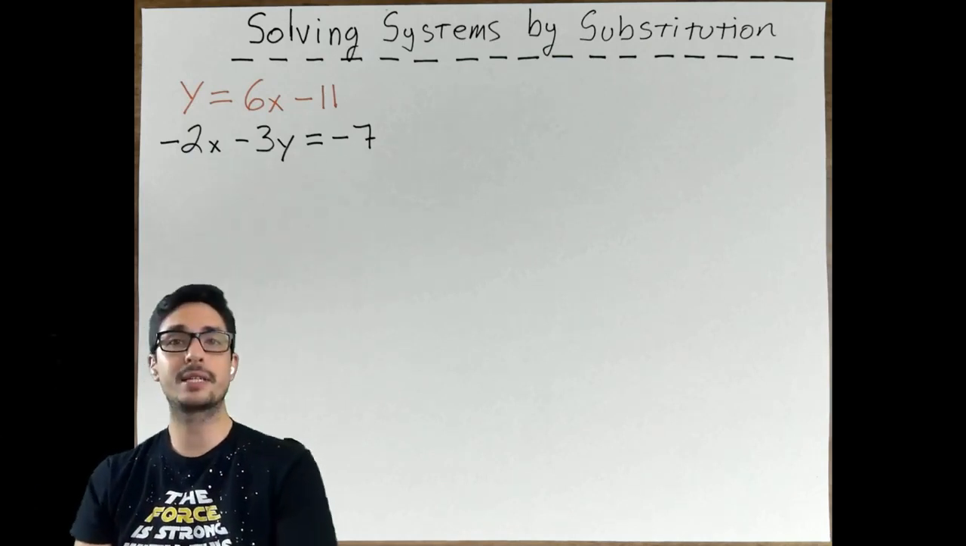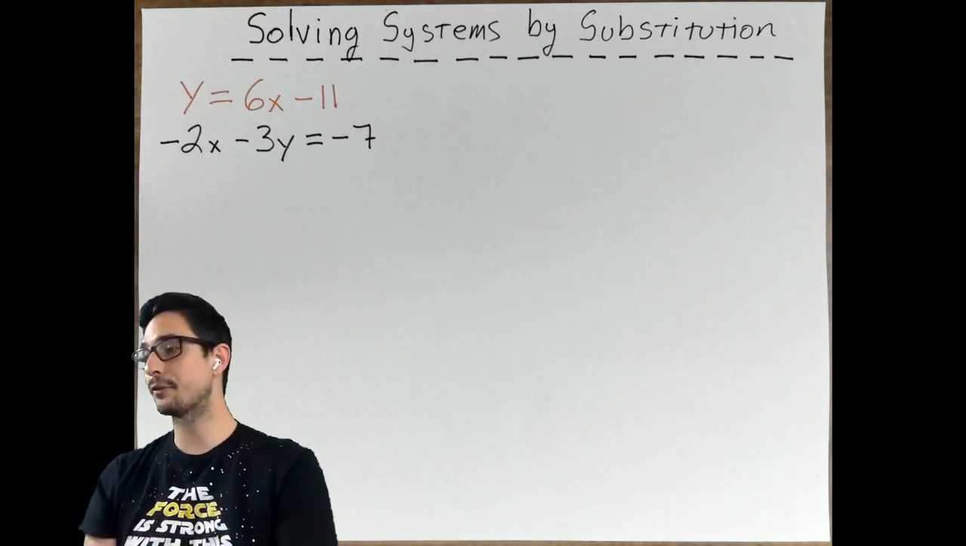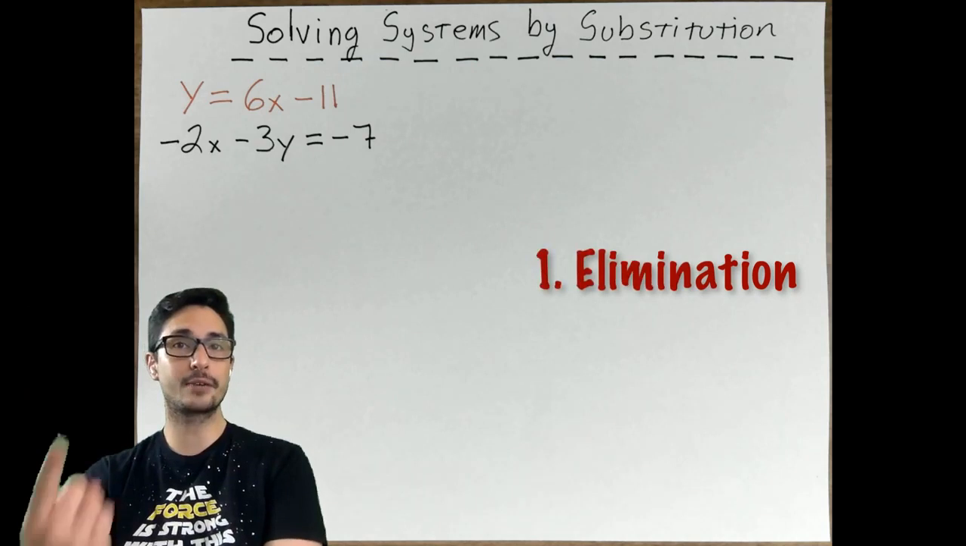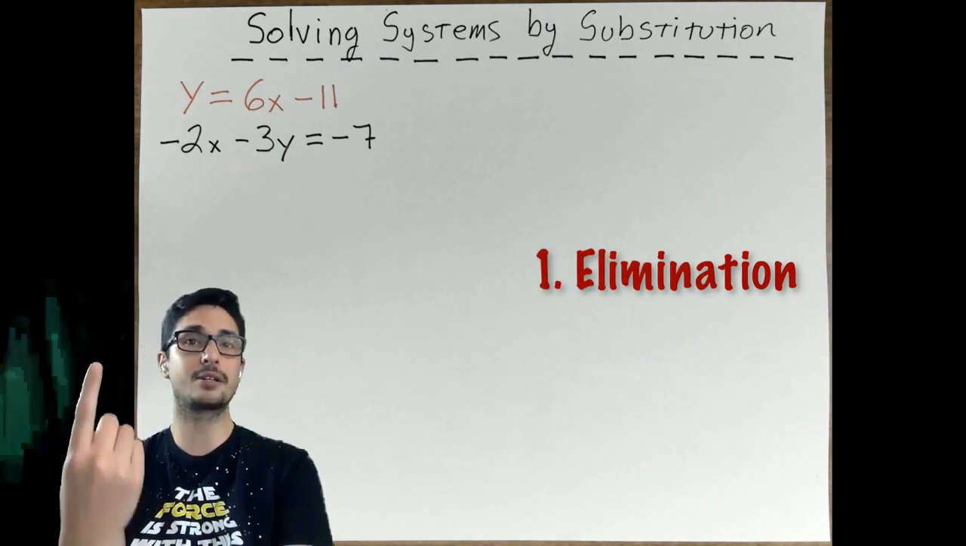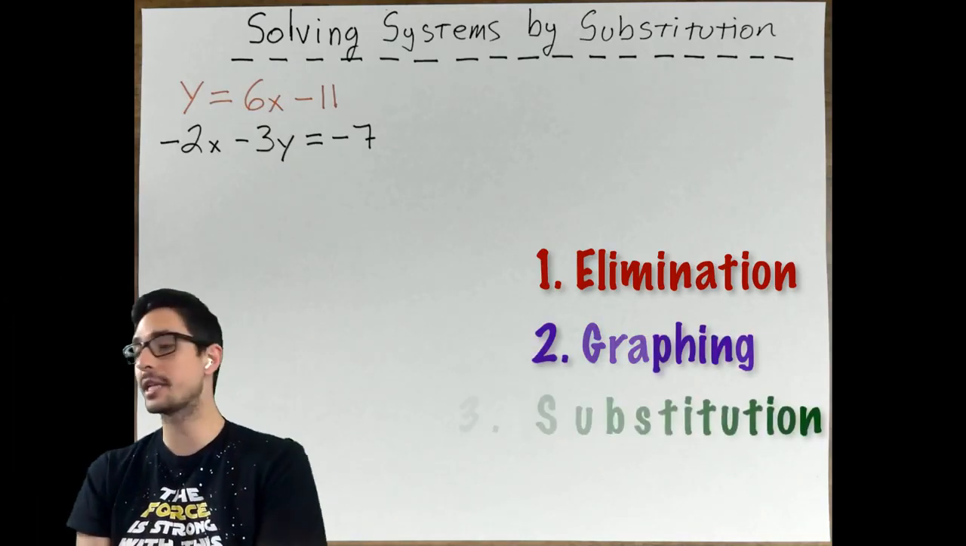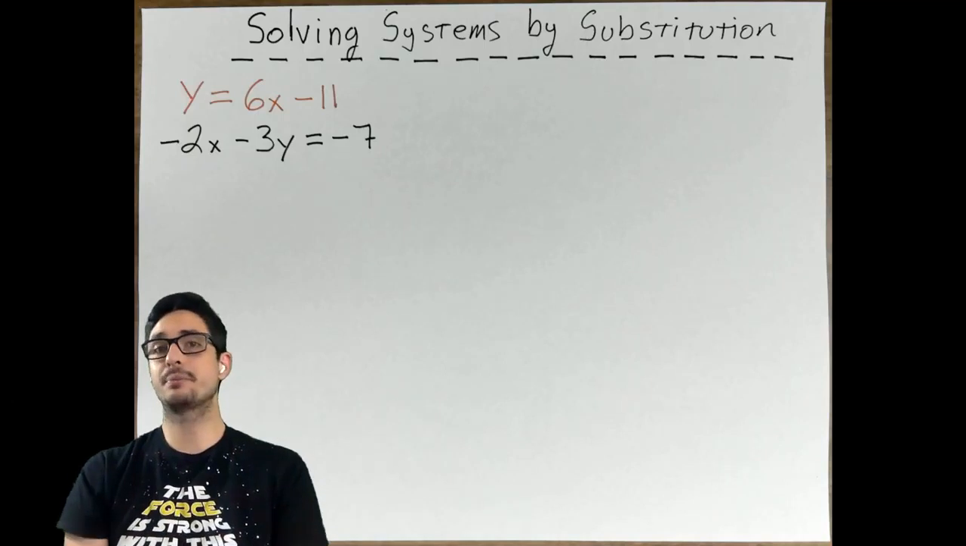This third video is solving a system by the third and final method, which is substitution. In the first video, we covered solving a system by elimination. In the second video, we covered solving systems by graphing, and now we are into the last and final method, which is substitution. So, what is substitution? It's not as bad as you think.